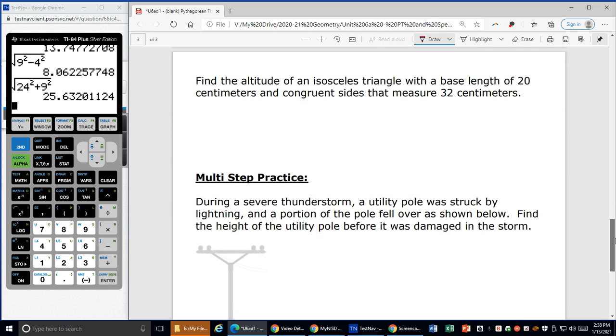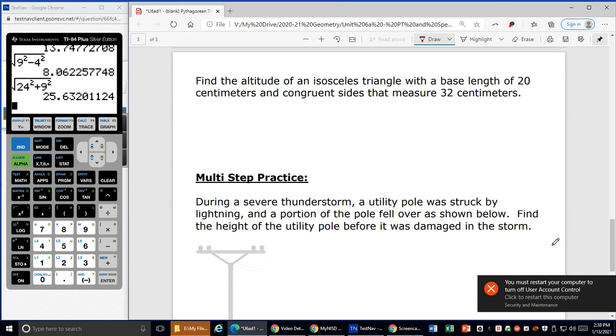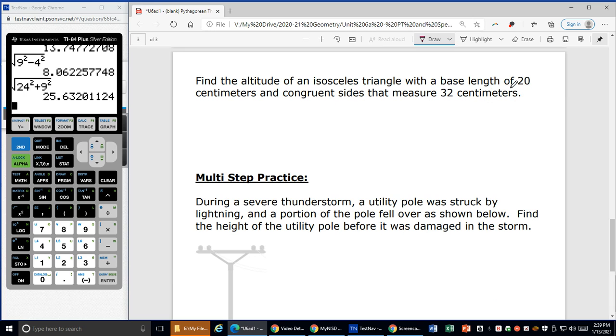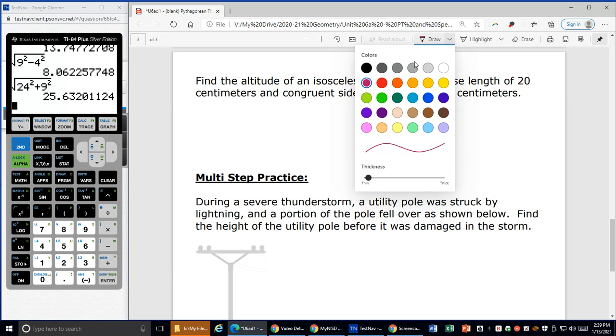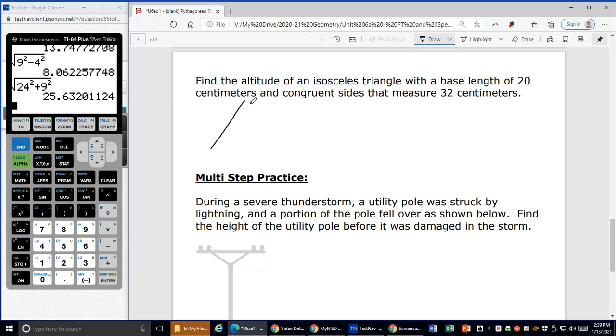The first one says to find the altitude of an isosceles triangle with a base length of 20 centimeters and congruent sides that measure 32 centimeters. So I am going to want to draw a picture on this one. Okay, I want an isosceles triangle, so that means two sides are going to be the same. So I'm going to mark them.